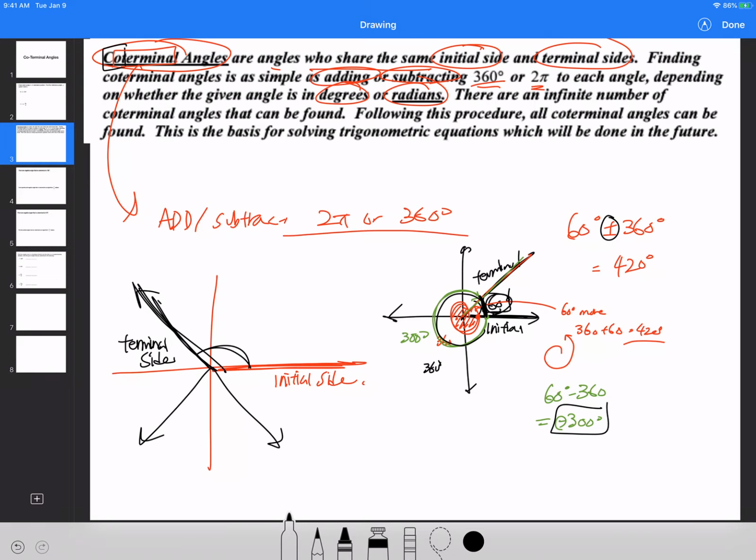So what if you were given radians? What if you were given 3 pi over 3? Well, it's plus and minus 2 pi. That's simply how this and this are translated between degrees and radians.